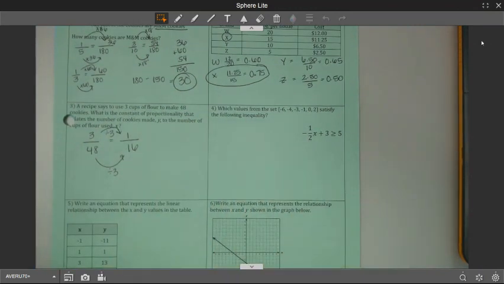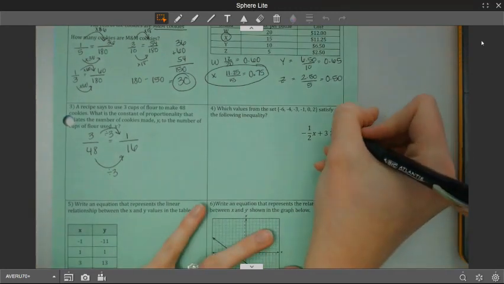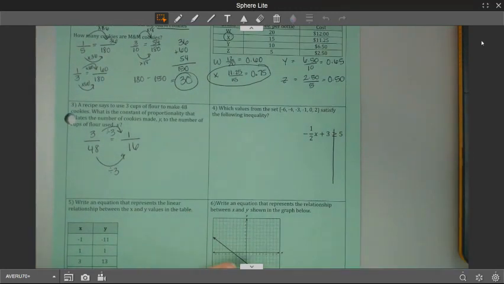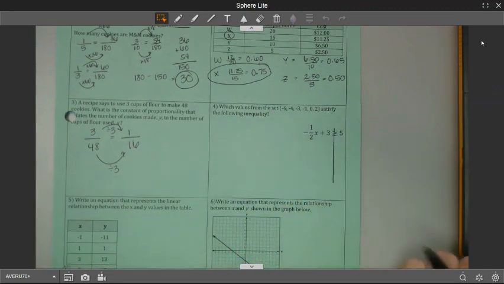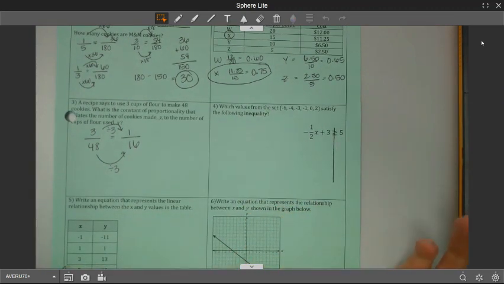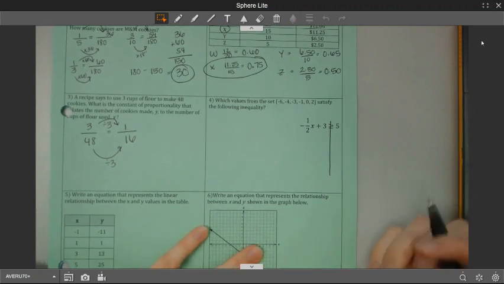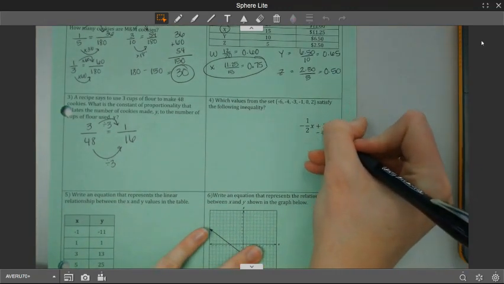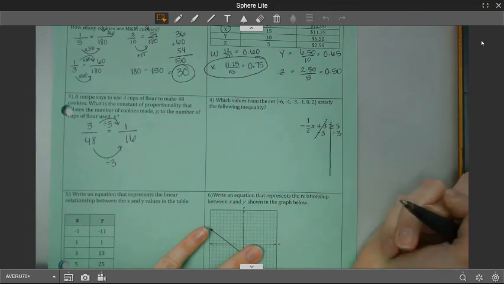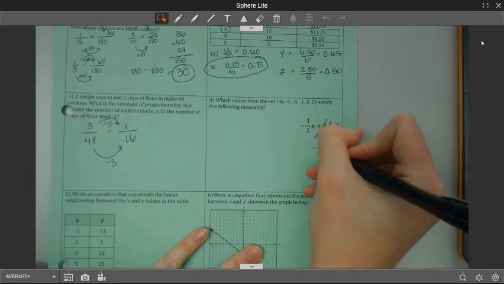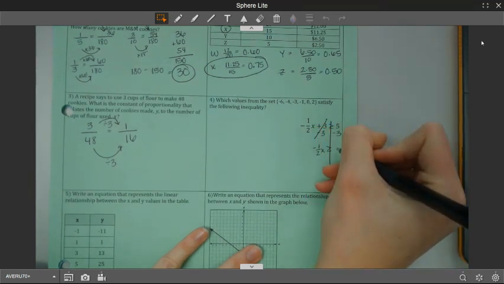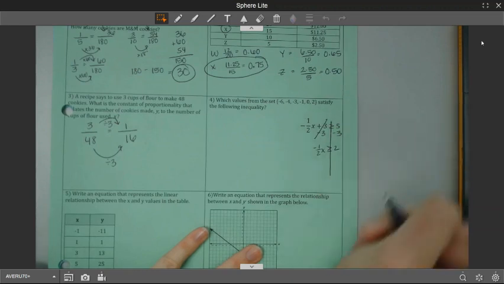Which values from the set -6, -4, -3, -1, 0, and 2 satisfy the inequality? So I'm going to solve the inequality. Now, you could have gone ahead and just plugged in these numbers for X and multiplied it out and seen which one was true. I'm going to solve it and then figure it out from there. The first thing I'm going to do is subtract 3. Positive 3 and negative 3 will cancel. I get -1/2 X is greater than or equal to 5 minus 3, which is 2.